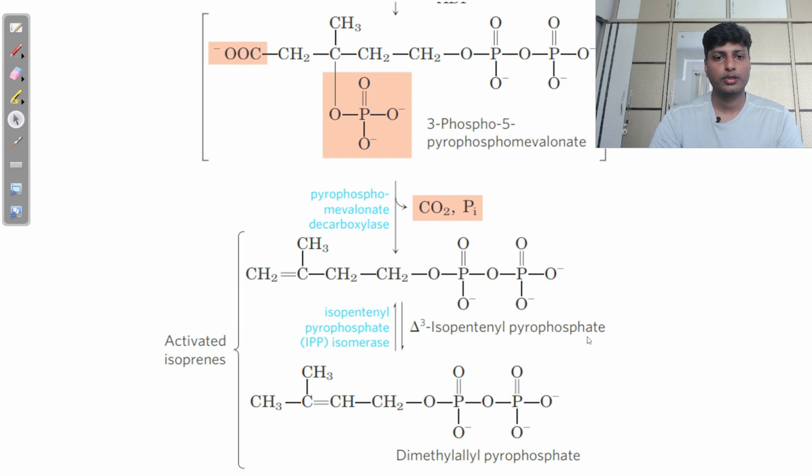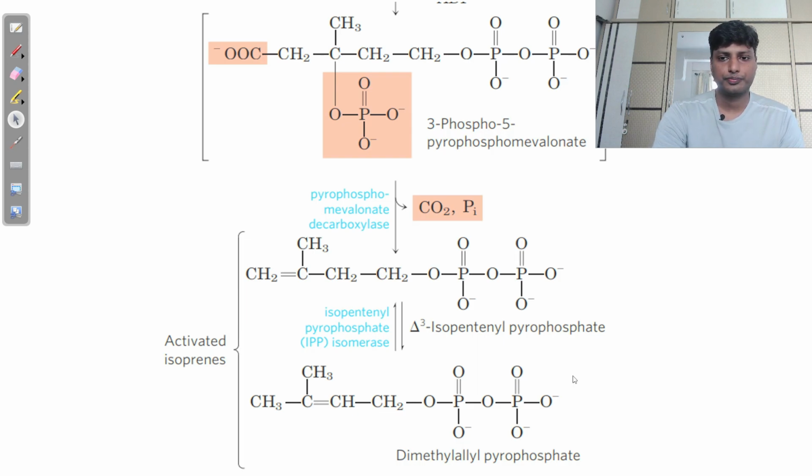This is a very important compound, delta 3 isopentenyl pyrophosphate, which will immediately convert into its isomer, which is dimethylallyl pyrophosphate. So remember, delta 3 isopentenyl pyrophosphate and dimethylallyl pyrophosphate both are isomers of each other, and these are nothing but the activated isoprene units, because these isoprenes are going to be required ultimately for the formation of cholesterol.